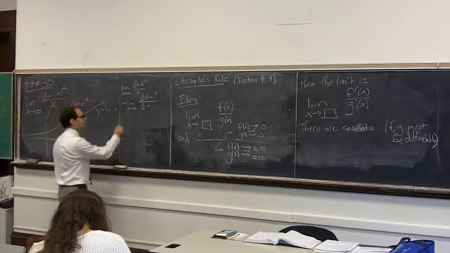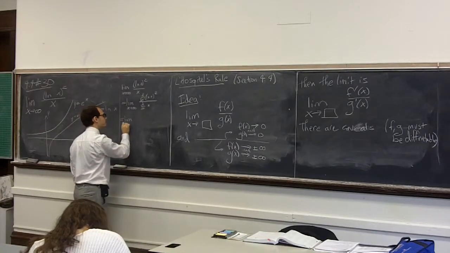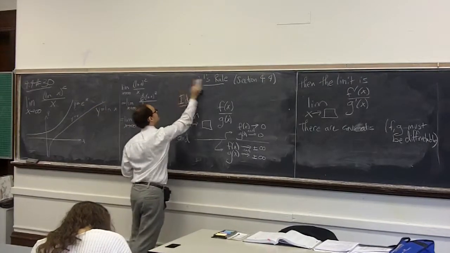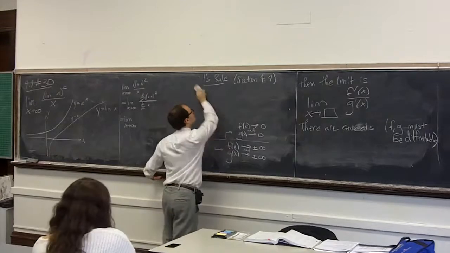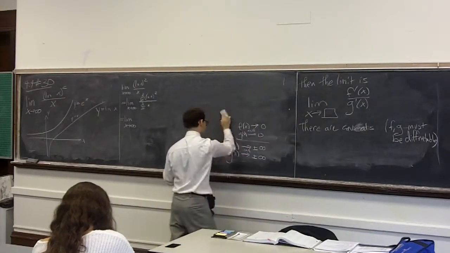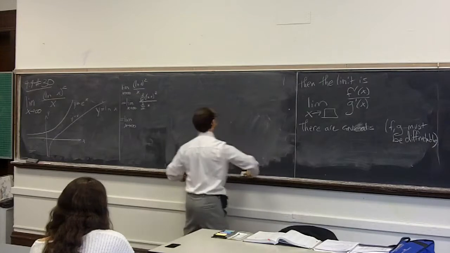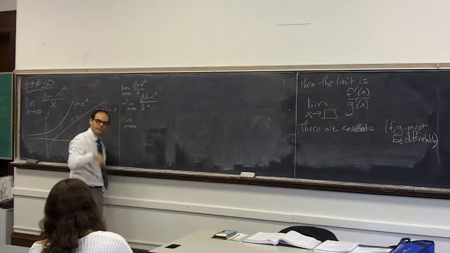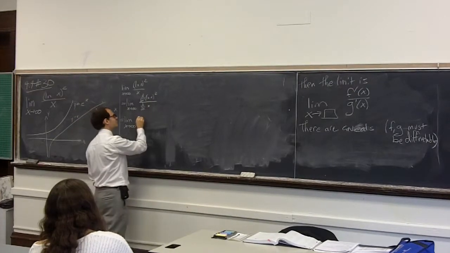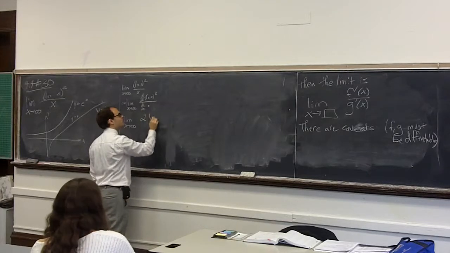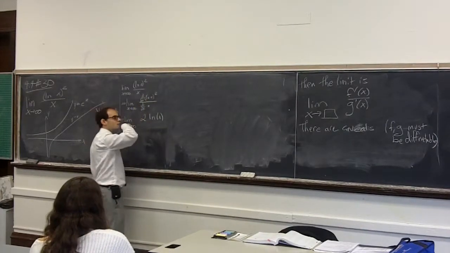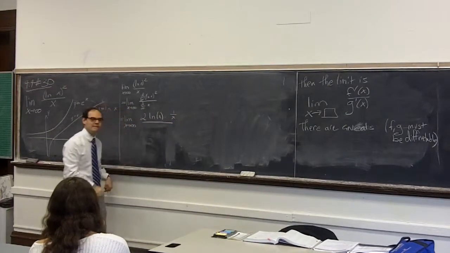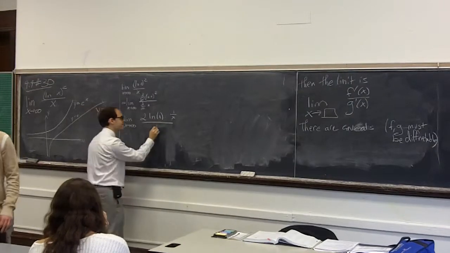Okay, so let's compute these. Here we go. How do we take the derivative of something squared? We get 2 times something times the derivative of something. So we get 2 natural log of x times, what's the derivative of natural log of x? 1 over x. What's the derivative of x? 1.